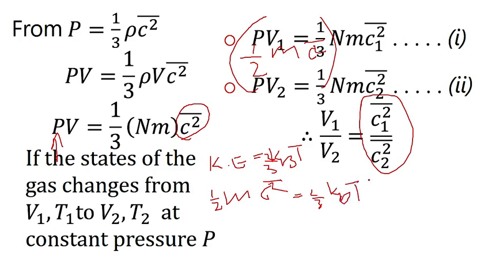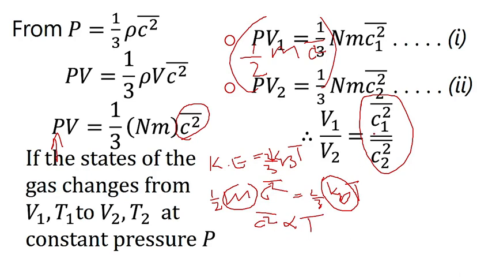Why am I doing this? I want to bring the concept here. This is a constant, Boltzmann's constant. Mass of the molecule remains constant. This half is constant, this one is constant. So the only thing that changes is the c squared bar and the absolute temperature. So in brief, the mean square speed is proportional to the temperature.